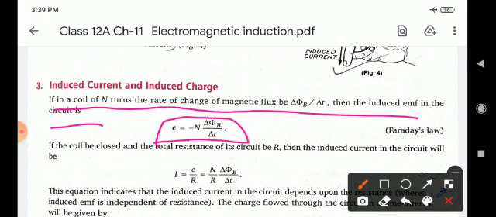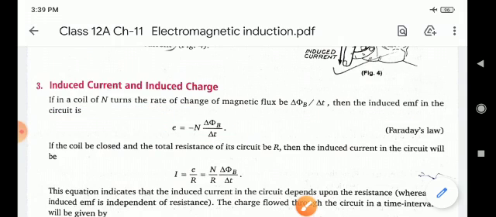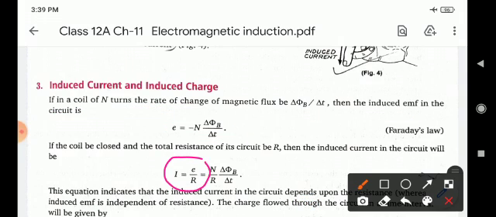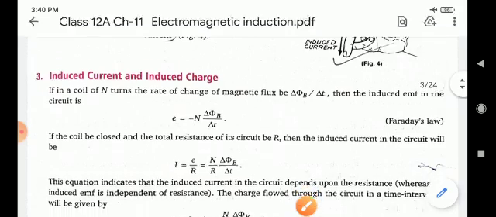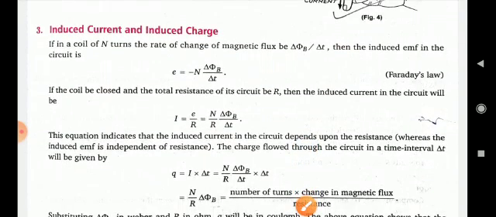Children, we know that if the coil is closed and the total resistance of its circuit is R, then the induced current in the circuit will be I equal to E upon R. It is the formula of current, I equal to E upon R. On putting the value of E from the above equation, I equals minus n delta phi B upon delta t. So the current will be n upon R delta phi B upon delta t.